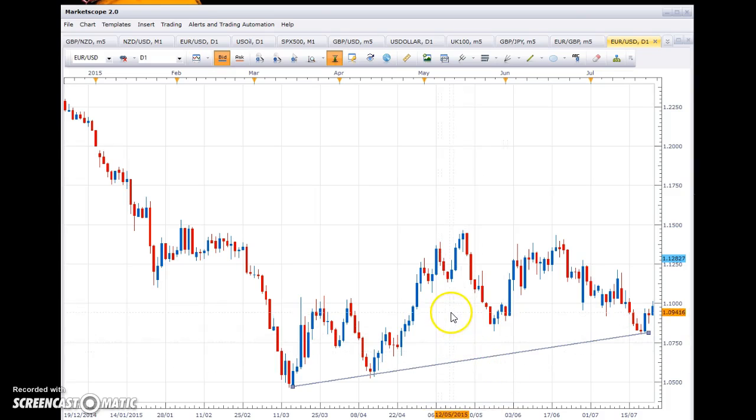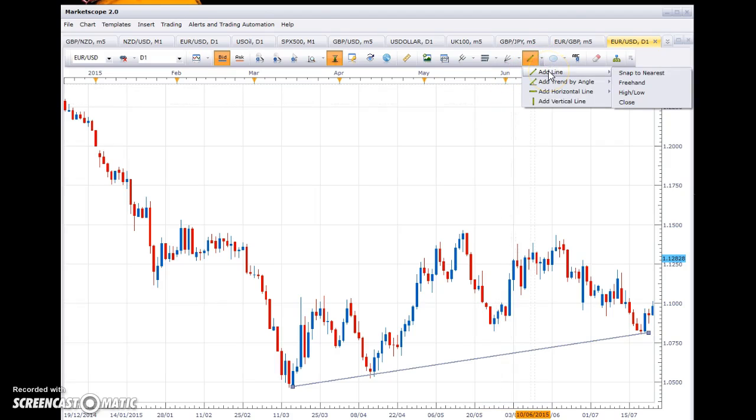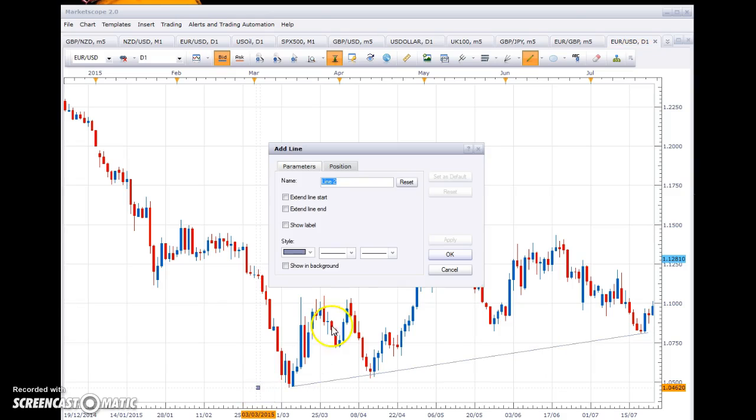So let's pretend that I put an entry here. I'm not going to put an entry, obviously, because this is my live account, so I can't really do that. Otherwise, I have to pay for it. So let's add a line. I'm going to put a darker color at the bottom, lighter colors at the top, and I'm making it a bit thicker.